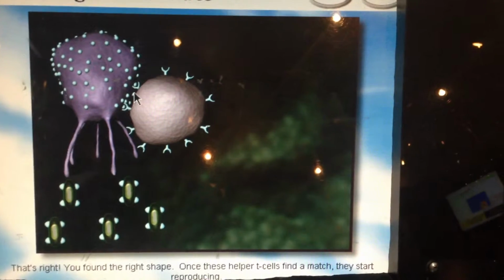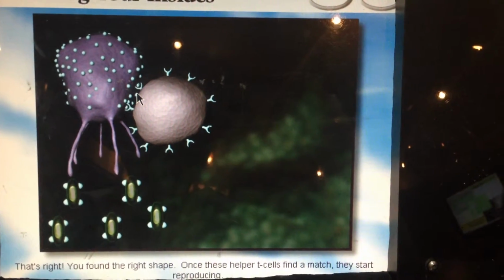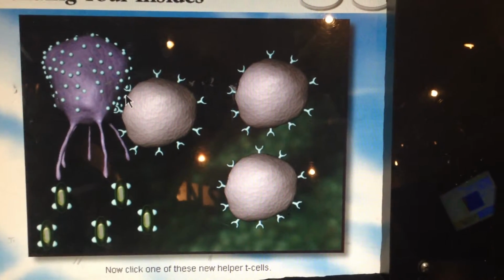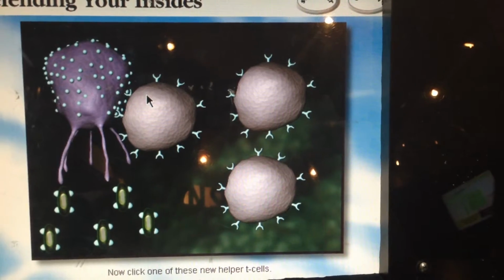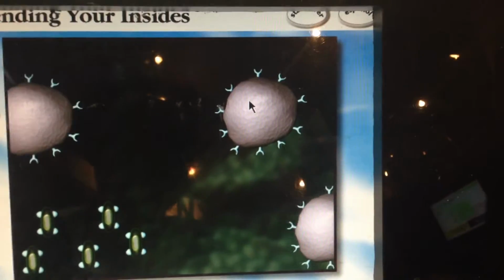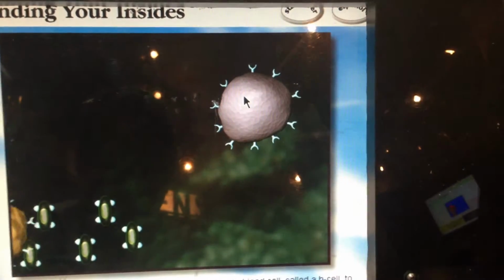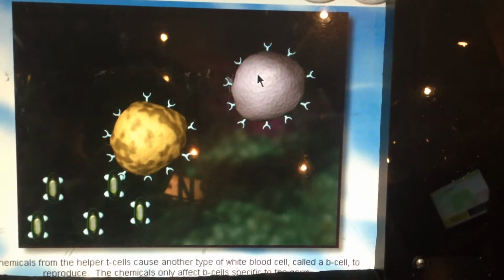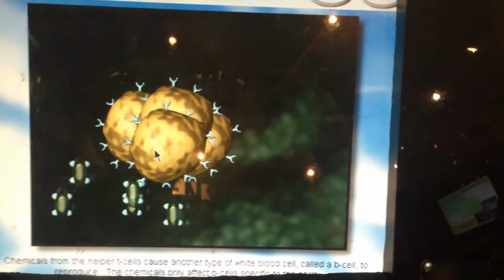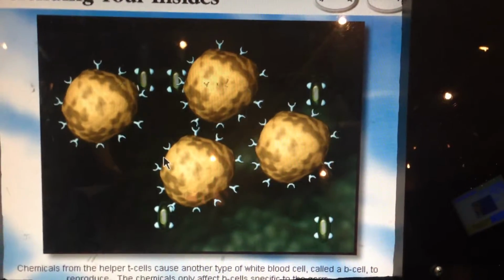That's right! You've found the right shape. Once these helper T cells find a match, they start reproducing. Now click one of these new helper T cells. Chemicals from the helper T cells cause another type of white blood cell, called a B cell, to reproduce. The chemicals only affect B cells specific to the germ.